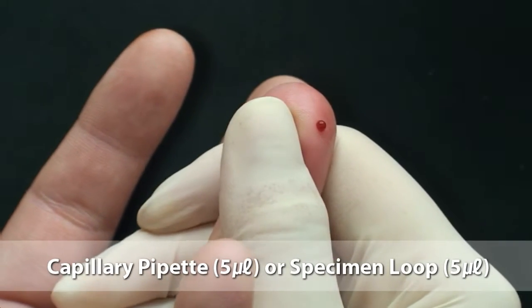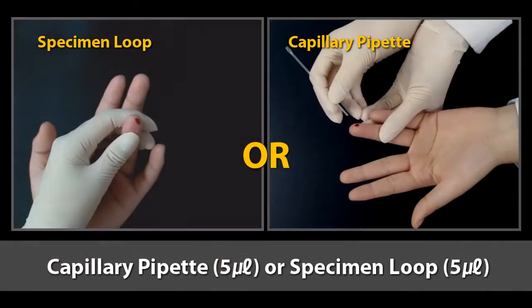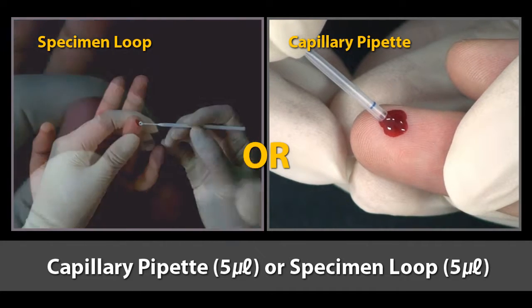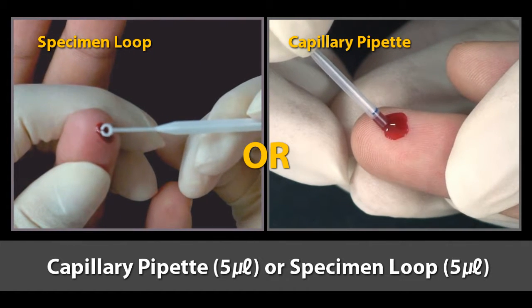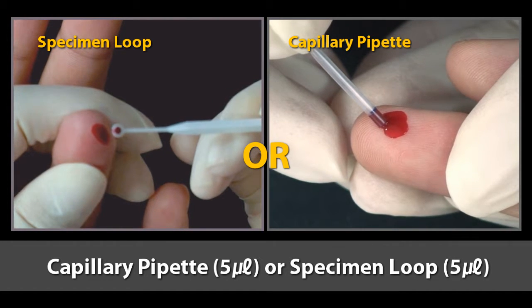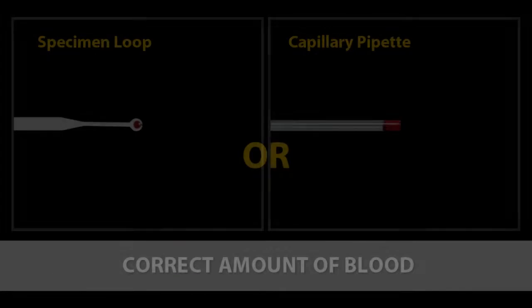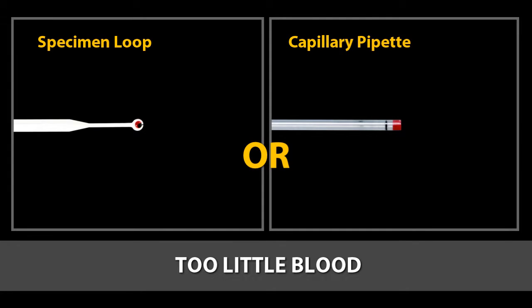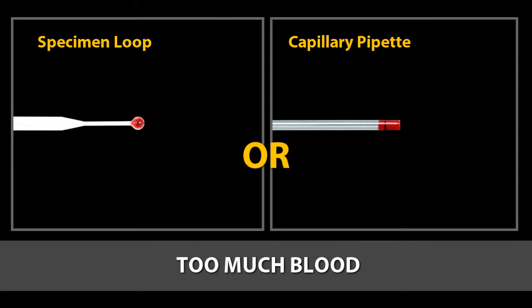As the blood bubbles up, take a disposable specimen loop and dip the circular end of the loop into the blood specimen, or, as the blood bubbles up, with a 5 microliter capillary pipette, draw blood to the black line. The amount of blood collected is critical. This is the correct amount of blood. It is too little. It is too much.